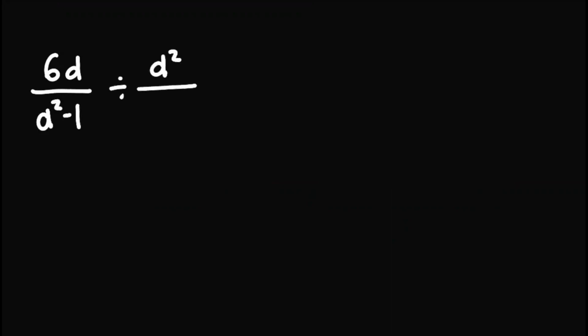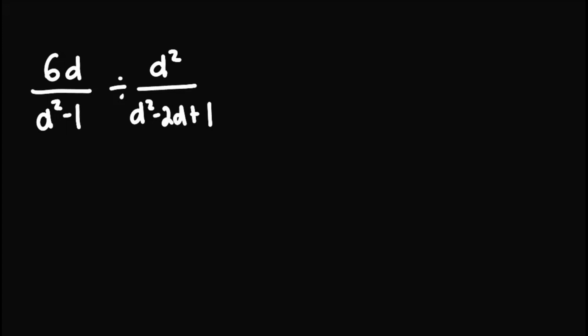Let's have this second example. Let's have 6d over d squared minus 1, divided by d squared all over d squared minus 2d plus 1. Now in here, we already have some binomials and trinomials. So to factor this out, we'll apply our factoring methods.